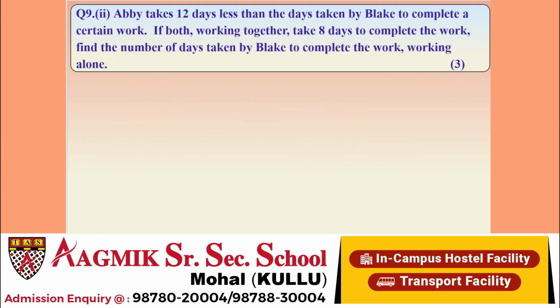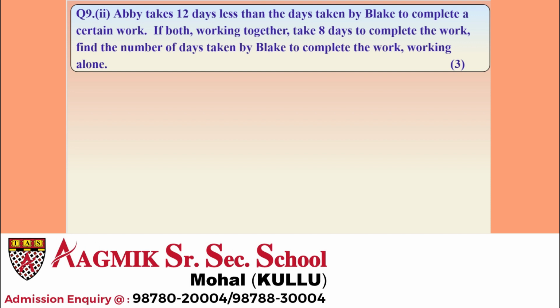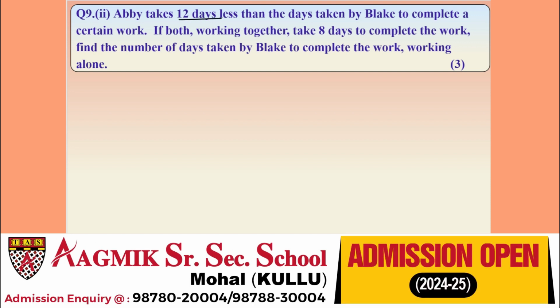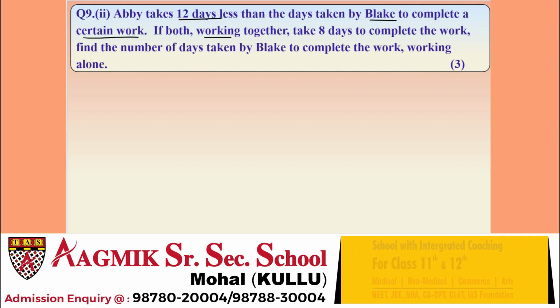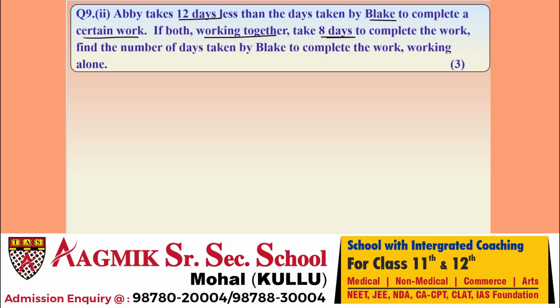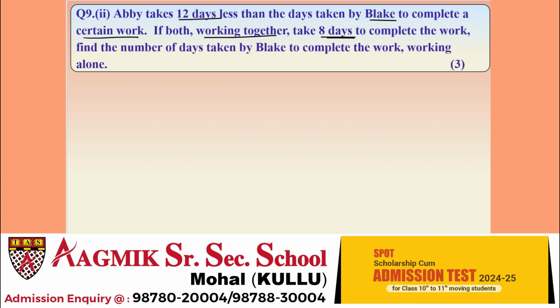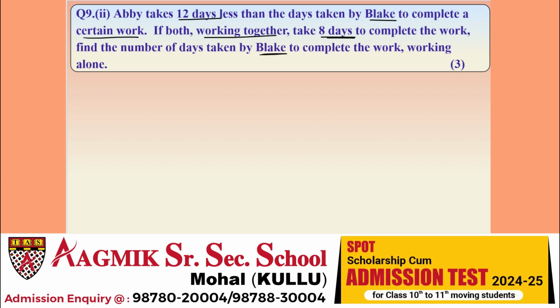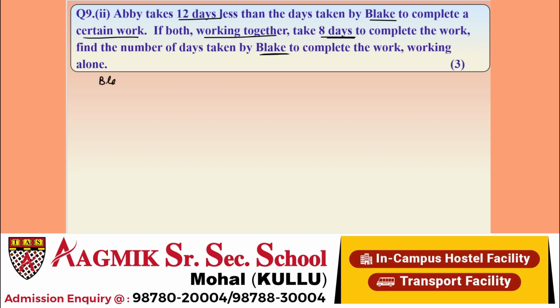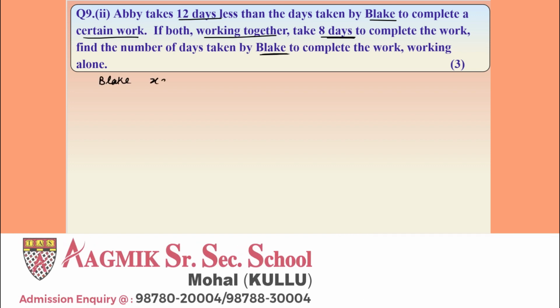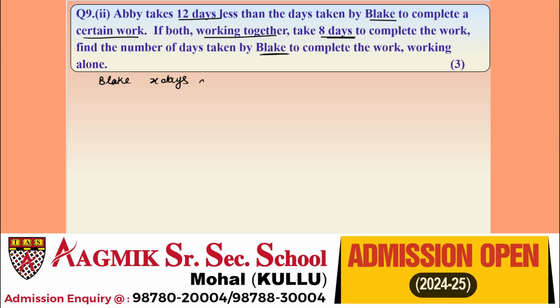Moving on, question number 9, part 2. Part 2 is: Abby takes 12 days less than the days taken by Blake to complete a certain work. If both working together take 8 days to complete the work, find the number of days taken by Blake to complete the work working alone. So this is what we have to find. So suppose Blake takes x days if he is working alone, right?